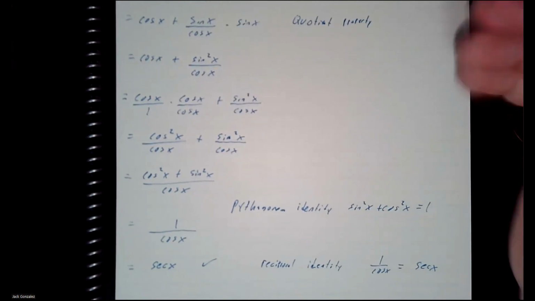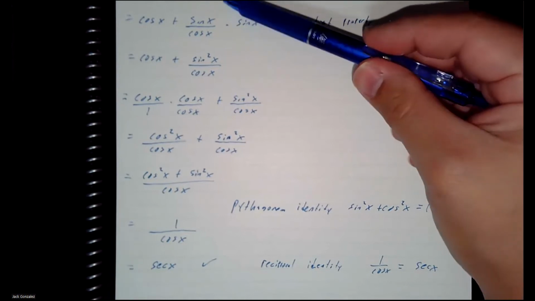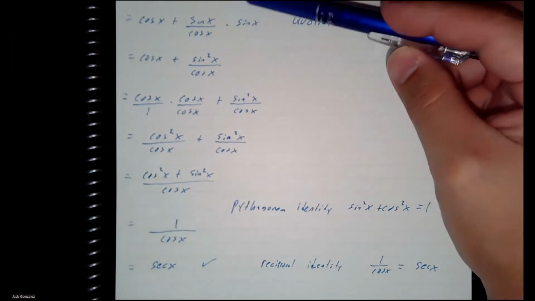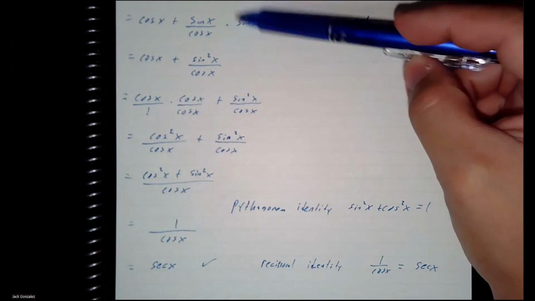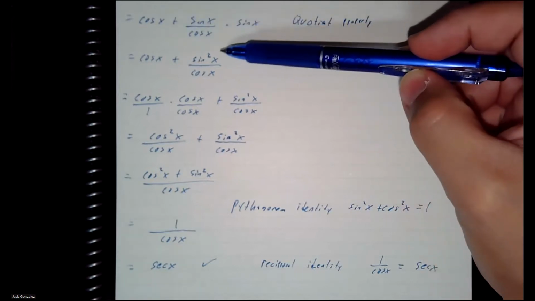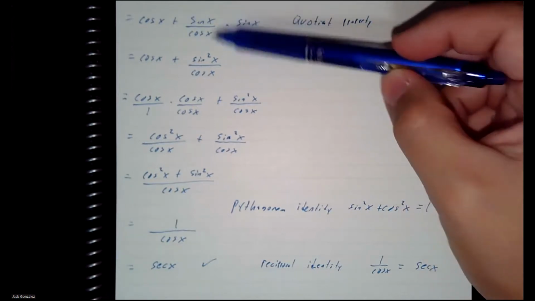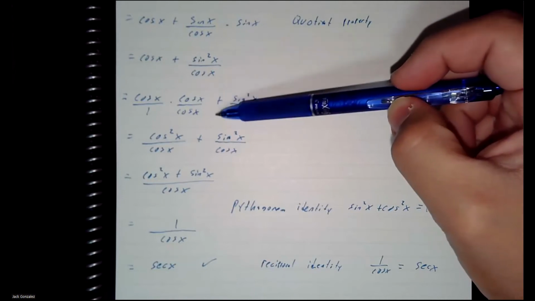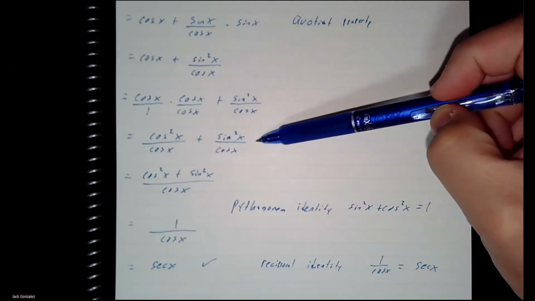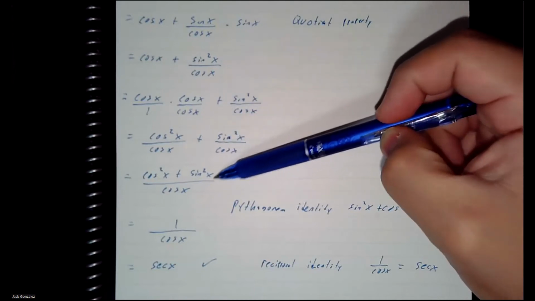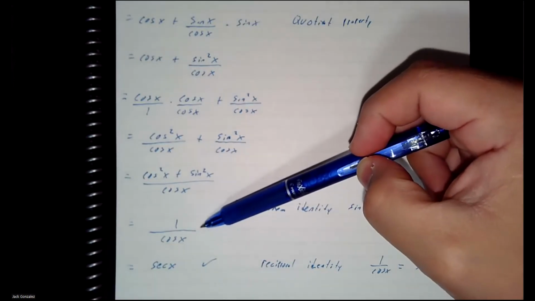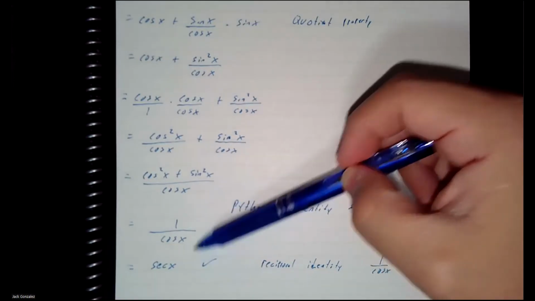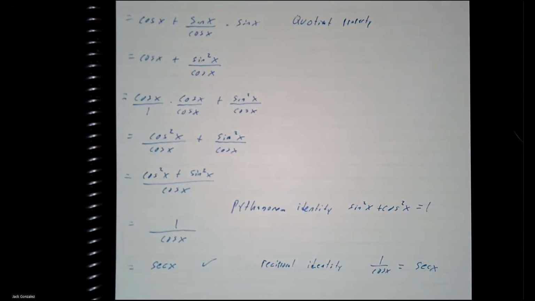So whenever you see a tangent, try to change it into a quotient or a ratio. See if that does anything. Multiply stuff out. Add fractions whenever you can. Once you do, see if something happens, which it did. And then we should be almost done at that point. That's number one.